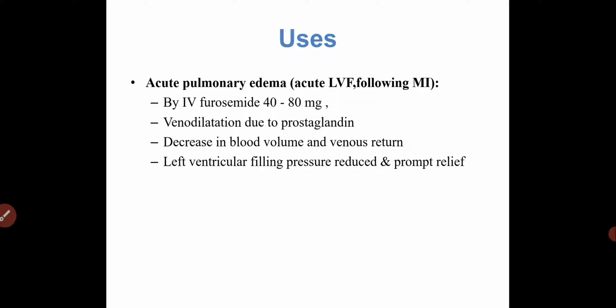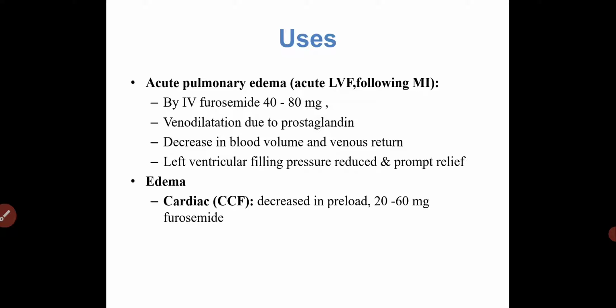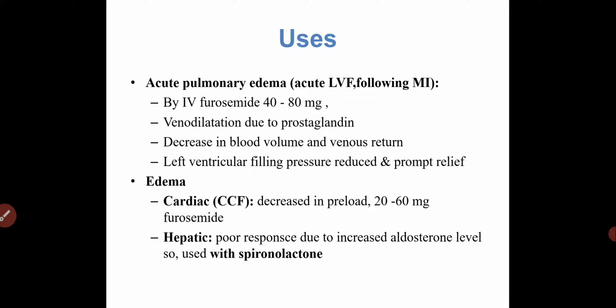Okay, so it is useful in pulmonary edema, by the intravenous route, furosemide 40 to 80 milligram. Then it is also useful in various types of edema. Again, there is cardiac failure. If we give it in cardiac failure, then again there is a decrease in the preload, and the dose is 20 to 60 milligram.